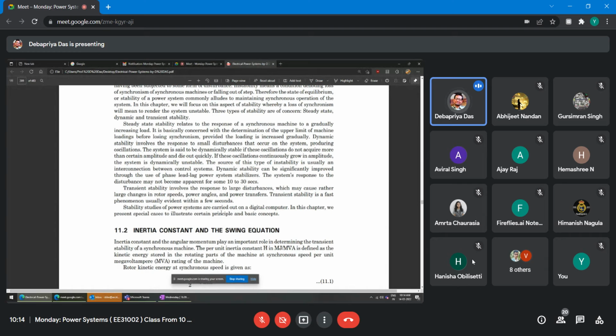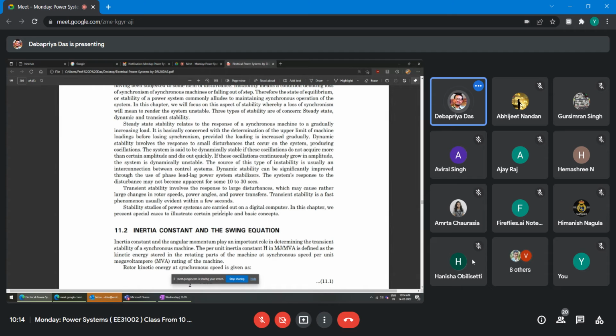But had it been in the lab, particularly in the power system lab, then you should have learned that, right? It is basically concerned with the determination of the upper limit of the machine loadings before losing synchronism, provided that loading is increased gradually.